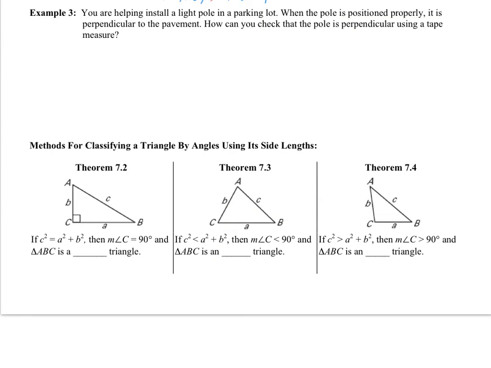Example 3. You're helping install a light pole in a parking lot. When the pole is positioned properly, it is perpendicular to the pavement. How can you check that the pole is perpendicular using a tape measure? Well, let's first draw the picture. Now, let's just assume that this pole is 3 feet.